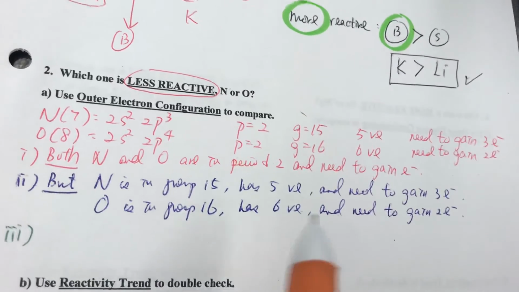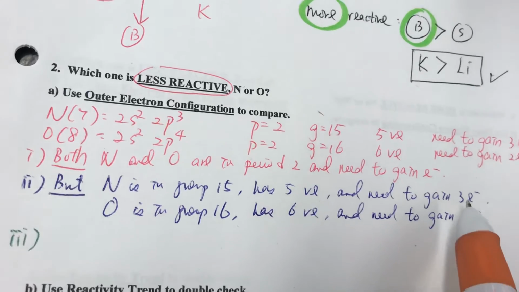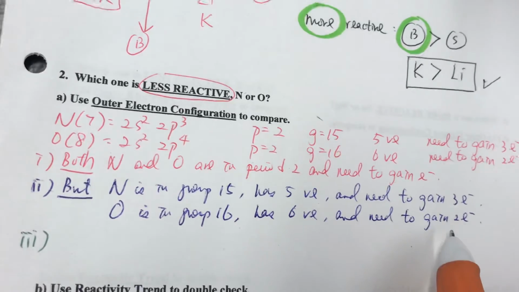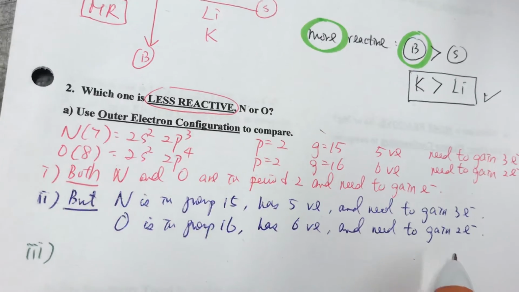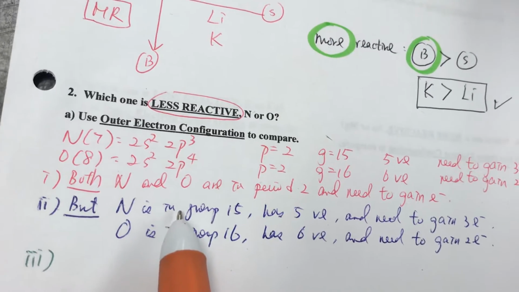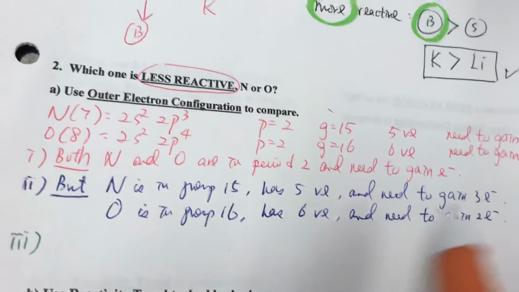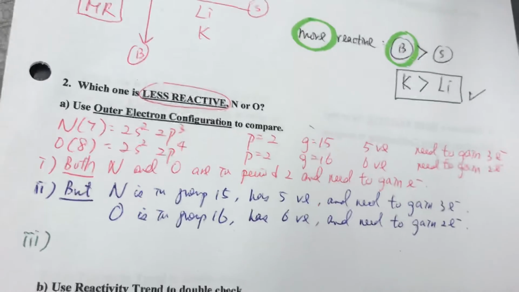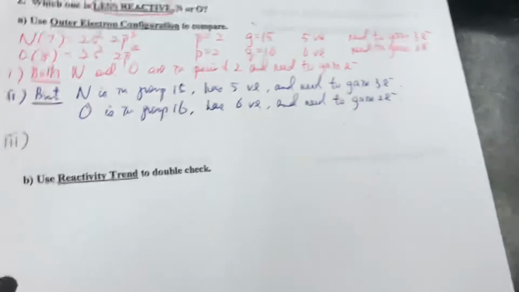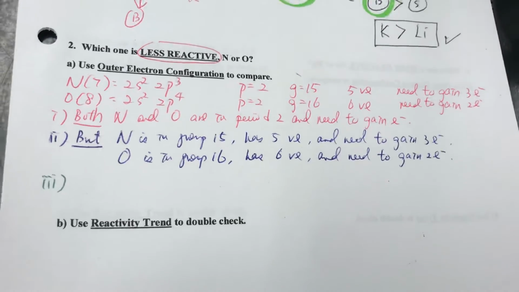Now what is the difference? The difference is nitrogen needs to gain 3 electrons, but oxygen needs to gain 2 electrons. Which one is less easier to gain electron? Of course it is nitrogen. Why? Because nitrogen needs to gain 3 electrons, which takes more work. And oxygen only needs to gain 2, which is less work. So you have to think about the reason, write the sentence, and you ask yourself, does the sentence with the reason make sense to me?